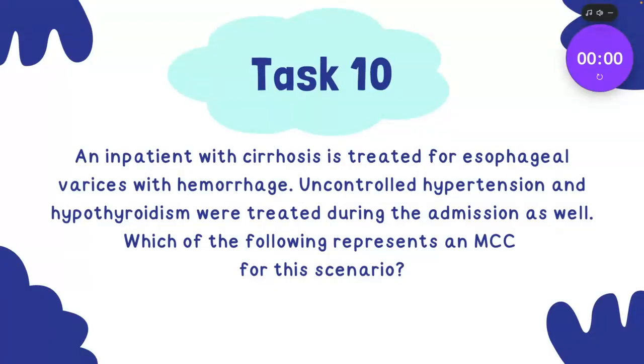So again, just to make this faster, I'll give you the codes. Hypertension is I10, hypothyroidism is E03.9.